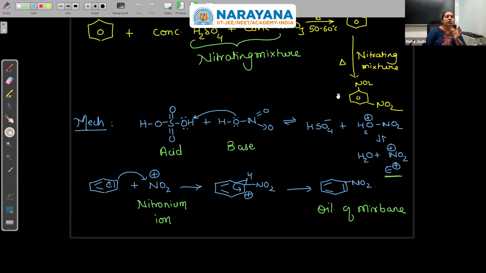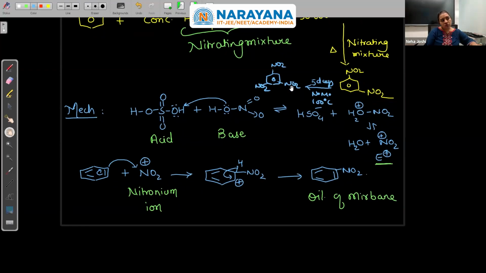Theoretically, I can introduce a third nitro also, but it takes around 100 degrees centigrade, and for 5 days I have to treat with nitrating mixture at 100 degrees centigrade. Then I can have introduction of the third nitro. But as you know, this is almost next to impossible. So this is not the right method to introduce a third nitro. If you want to introduce a third nitro, this is not what you will do. We'll have another method that we'll discuss.